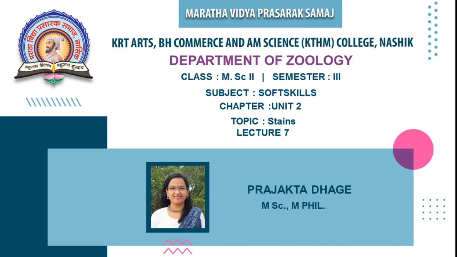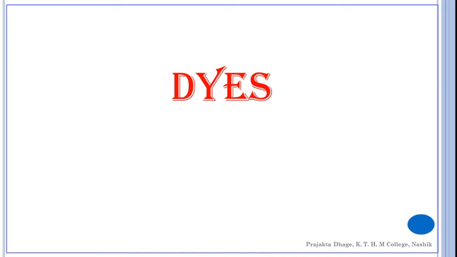Subject is Soft Skills and this is the second chapter. The topic that we are going to deal with is the stains and dyes. This is the 7th lecture of this particular chapter. Now let's move on to the dyes. Let's understand what are dyes.